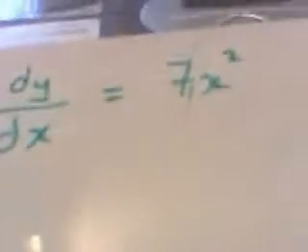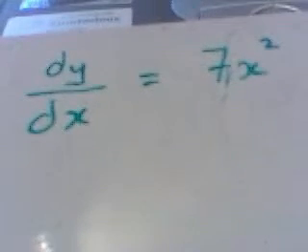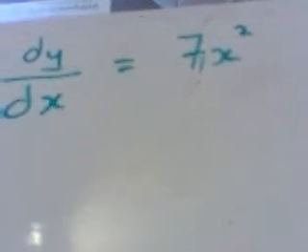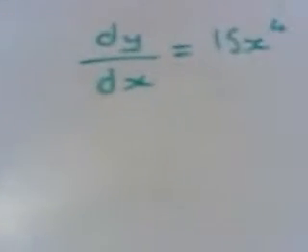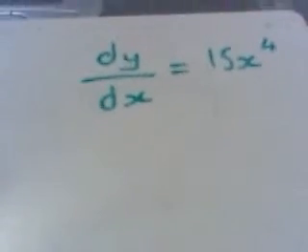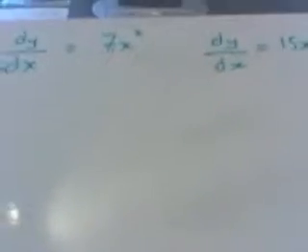So it's your turn now to use all the correct notation. I'd like you to integrate 7x squared, so dy dx equals 7x squared, so integrate that one. And also dy dx equals 15x to the power 4. Those are your two. Make a note of them, press pause and have a go.